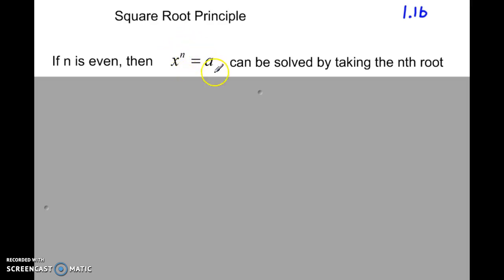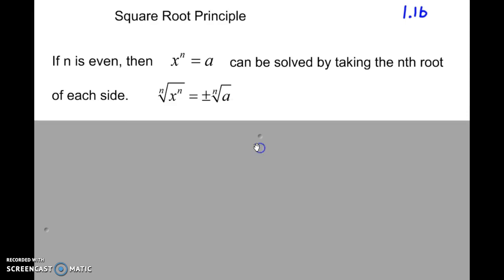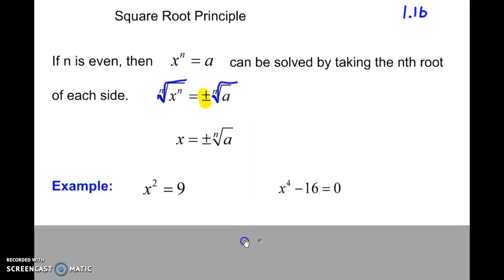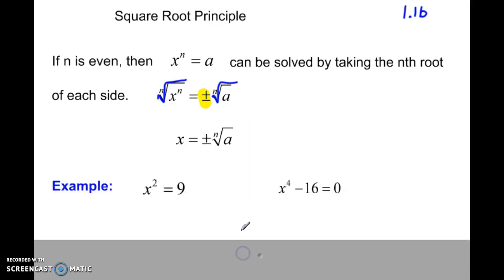So when n is an even root, we can take the nth root on each side, but if we do that, if we take the square root or nth root, an even root, on both sides, don't forget to put this little plus or minus right there. That's super important. You've got to put your plus and minus if you take the square root of both sides. So let's look at what a problem looks like.